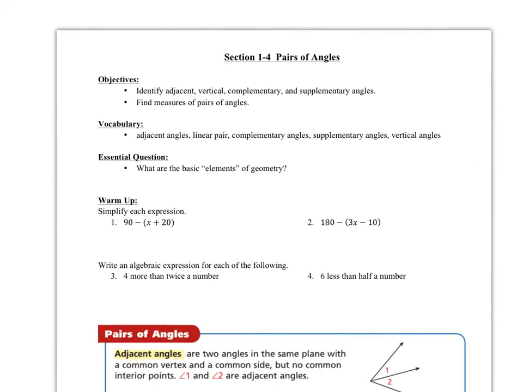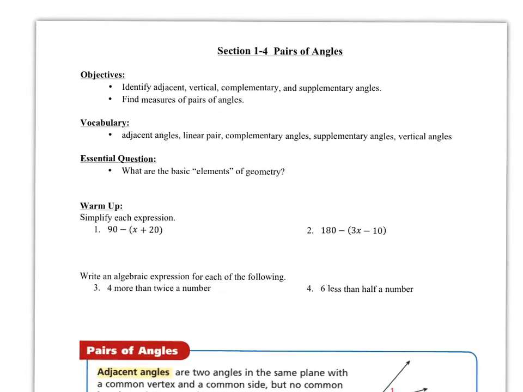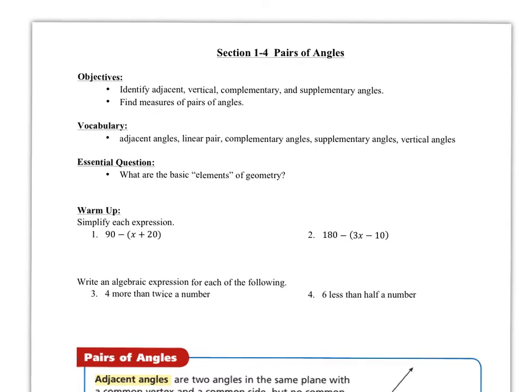We're going to be looking at the next section, section 1-4, pairs of angles. We're going to start by looking at our objectives: identify adjacent, vertical, complementary, and supplementary angles. There's one more type of angle relationship that's not listed, called linear pair. We're also going to be finding measures of pairs of angles. You can see our vocabulary: adjacent angles, linear pair, complementary angles, supplementary angles, and vertical angles.